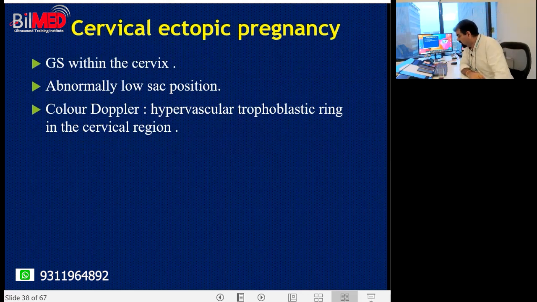Decidual reactions in detaching sac. Dr. Subha Patel. Dr. Shraddha, cervical well-defined echogenic ring. Dr. Subha, think first about what you are answering. Decidual reactions in detaching sac? No. Where is your ear? I will pull you by the ear.